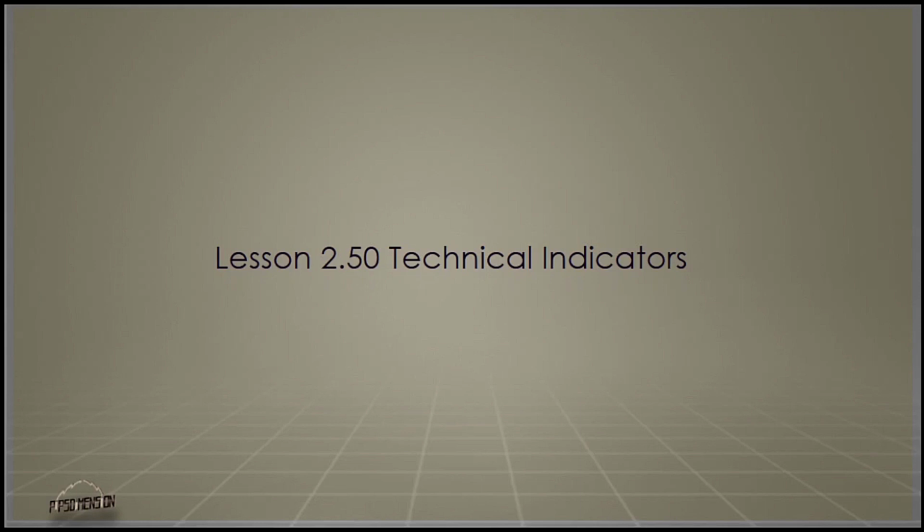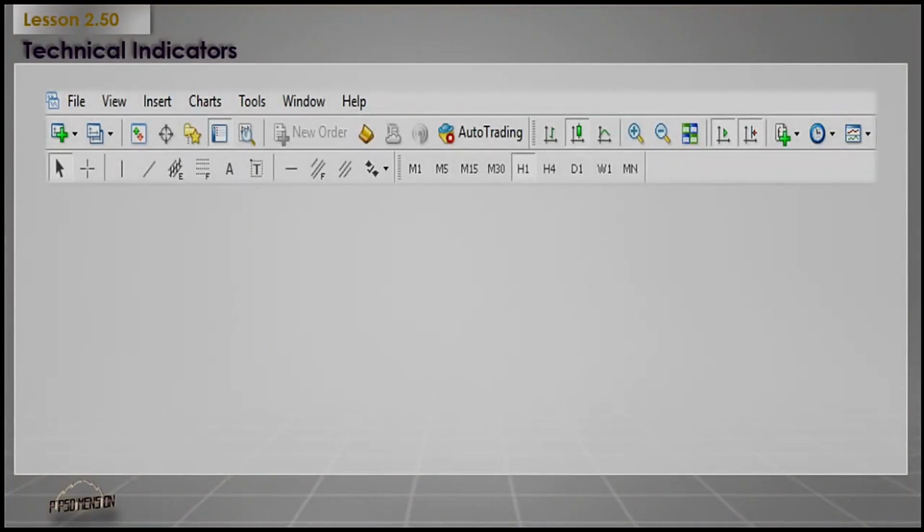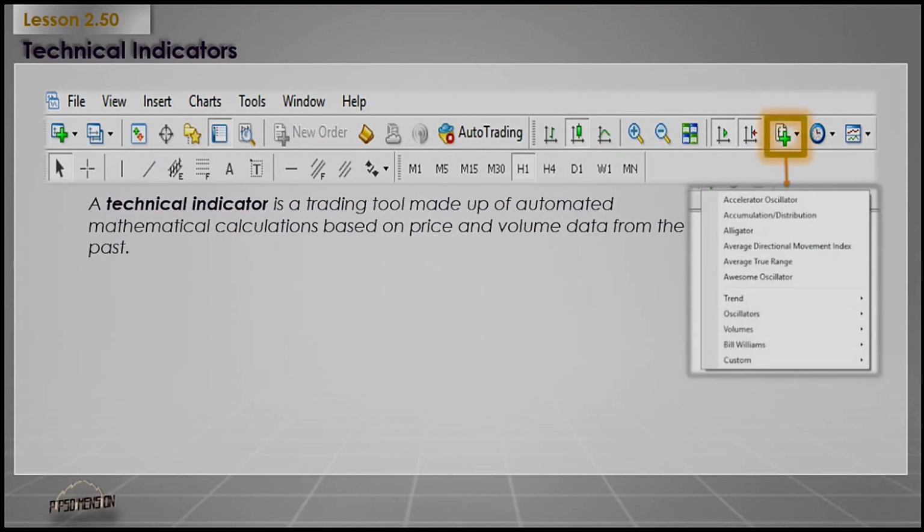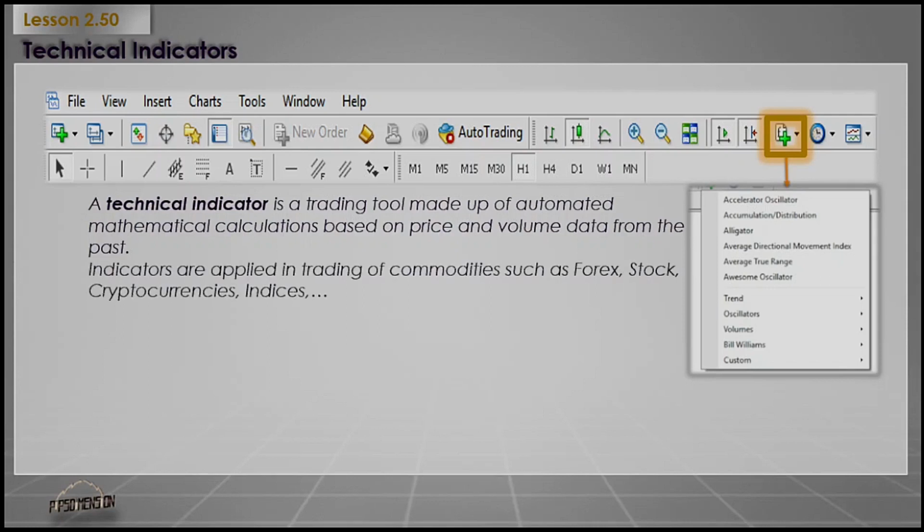So let's get started with the meaning of a technical indicator. A technical indicator is a trading tool made up of automated mathematical calculations based on price and volume data from the past. Technical indicators are used by traders to visualize price data from the past and, based on that, to predict future price movements. Technical indicators are applied in the trading of commodities such as Forex, stocks, cryptocurrencies, indices, among others.